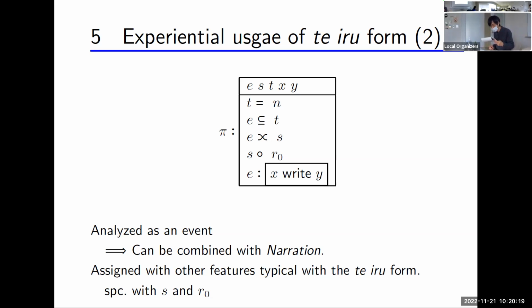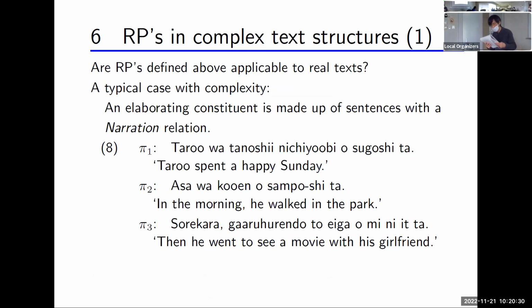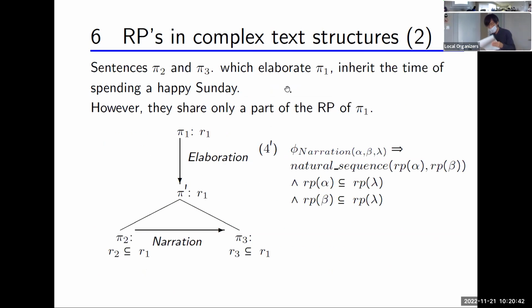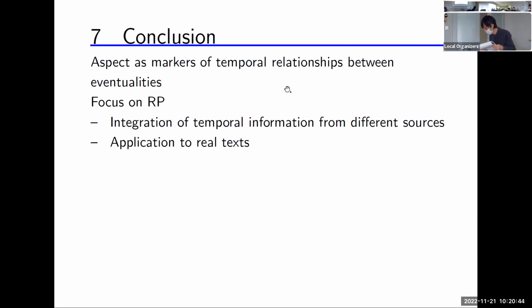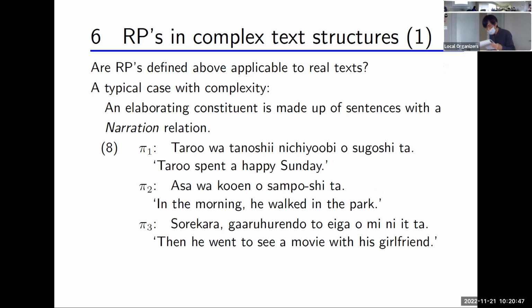Note that the reference point is indispensable to clarify the distinction from sentences without the tail, which is neutral in terms of point of view. Okay, our last task. The studies on interpretation of tenses in text have so far been limited to cases with relatively simple text structure. It is yet to be seen if the reference point defined above can be applied to real text.